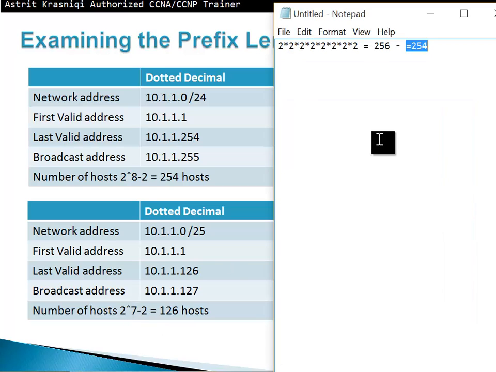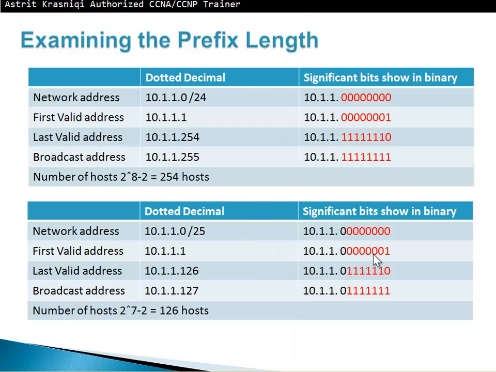If we open the notepad again, this time it's 2 times 2 times 2, 7 times. So 2 times 2 is 4, times 2 is 8, times 2 is 16, times 2 is 32, 64, 128. So this is 128 minus 2 for our network address and broadcast address. So we will have 126 different addresses that we can assign to hosts. So 126 different combinations that we can have here with zeros and ones, for example 1, 2, 3, 4, and so on.